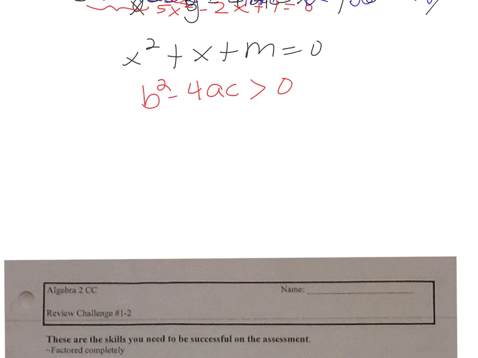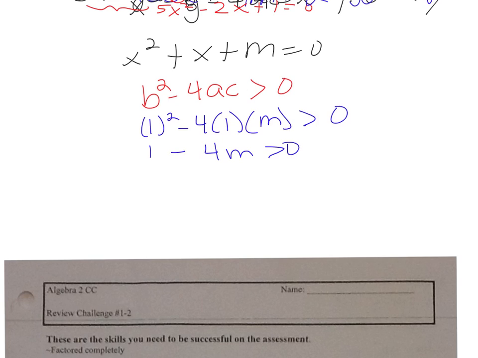All right, so let's plug in our numbers. We have 1 squared, that's b, minus 4 times a, which is 1, times c, which is m, and that's greater than 0. So it's 1 minus 4m is greater than 0, minus 1. Negative 4m is greater than negative 1. Divide by negative 4. Remember, when you divide by a negative, you flip the sign. M has to be less than 1/4.